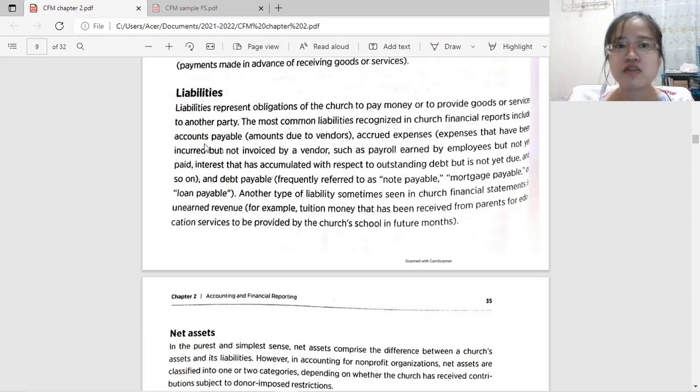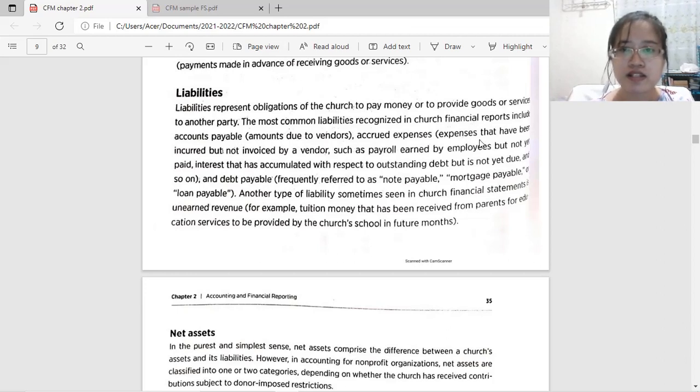Examples of liabilities. So we have accounts payable, amounts due to vendors. So for example, the church bought 100 shares, okay? But instead of paying for the whole amount, they simply paid a down payment, 50%, and the remaining 50% would be paid in installment in the coming months. So the remaining payment to be made in the future months would be recognized as accounts payable, okay? Amounts due to vendor. And when it's paid, then the amount would be deducted from the accounts payable, okay?